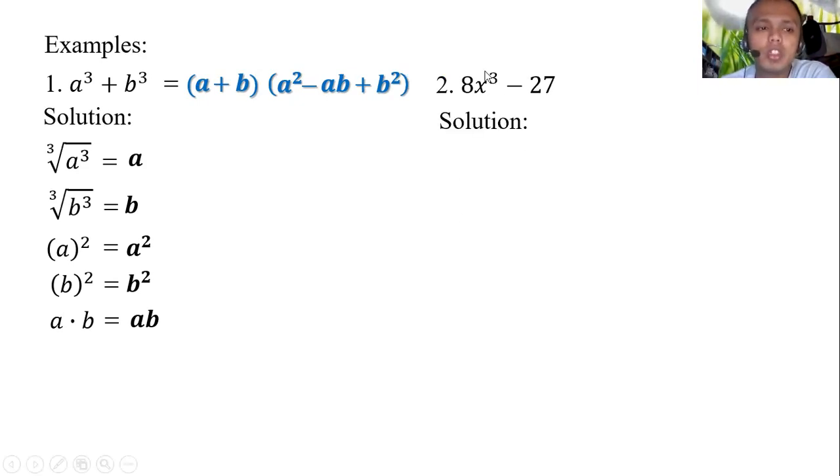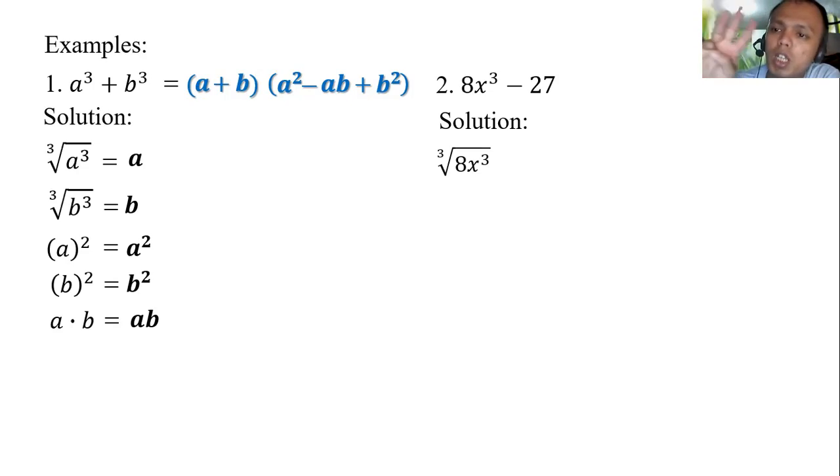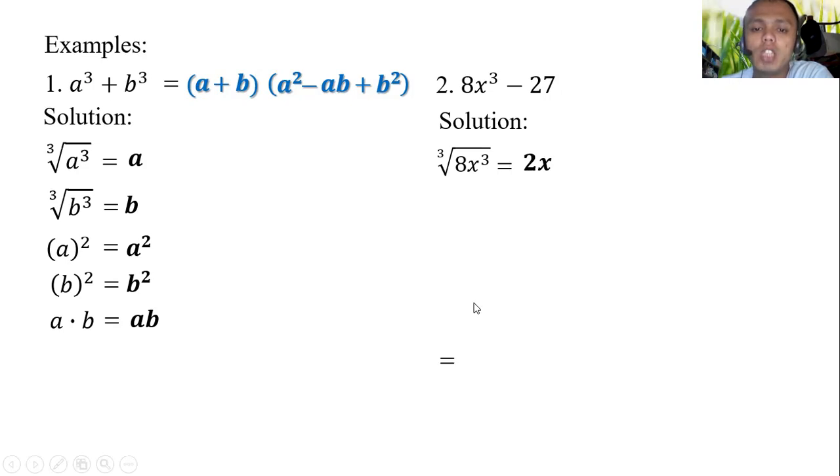So first thing to do, get the cube root of 8x cubed. So what is the cube root of 8? Let's try. 1 times 1 is 1 times 1 is 1 still. 1 is not possible. Try 2. 2 times 2 is 4 times 2, three times, is 8. So 8 fits 2. So the cube root of 8 is 2. How about x cubed? Just x. Now we have 2x here.